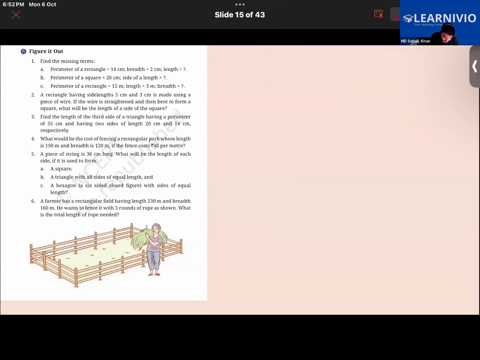So first of all, in the fourth question, you will write whatever is given to you. Length is 150 meter. Breadth is 120 meter. Rate is how much? Rupees 40 per meter. What do you need to find? You need perimeter.